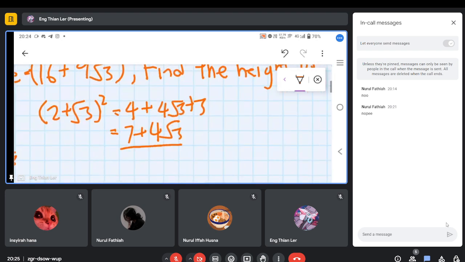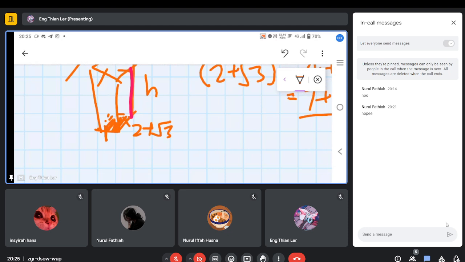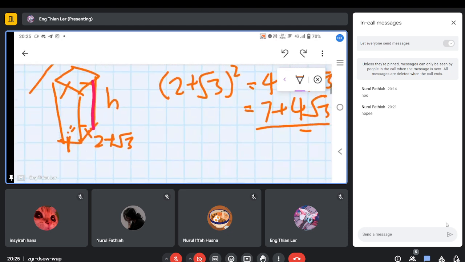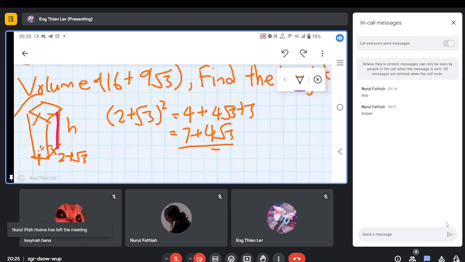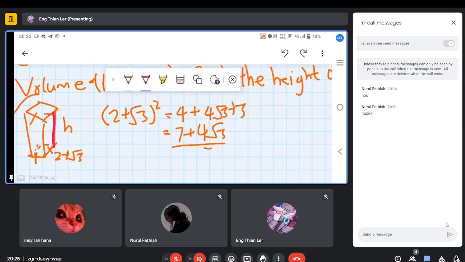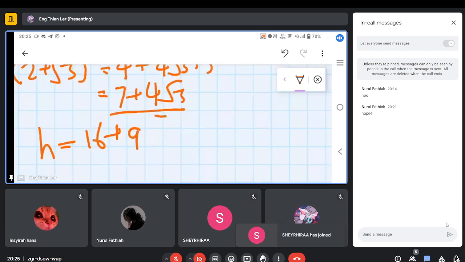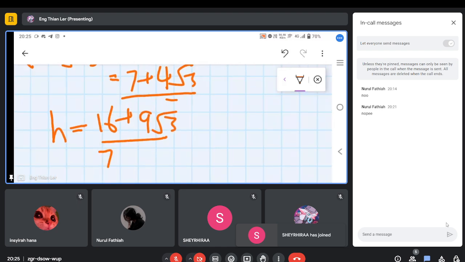So now we have this. This is the area of the base. Now we just need to find the height. We need to divide 16 plus 9√3 by this to find the height. It's pretty straightforward. H equals (16 + 9√3) over (7 + 4√3).